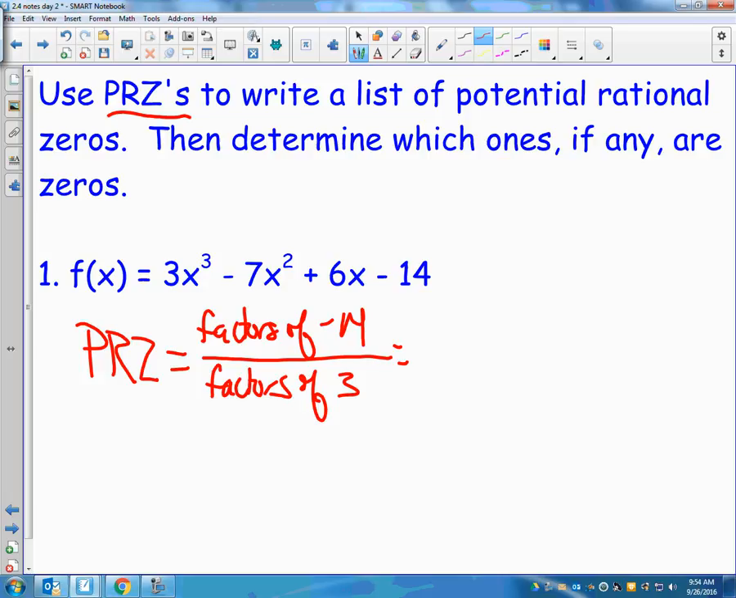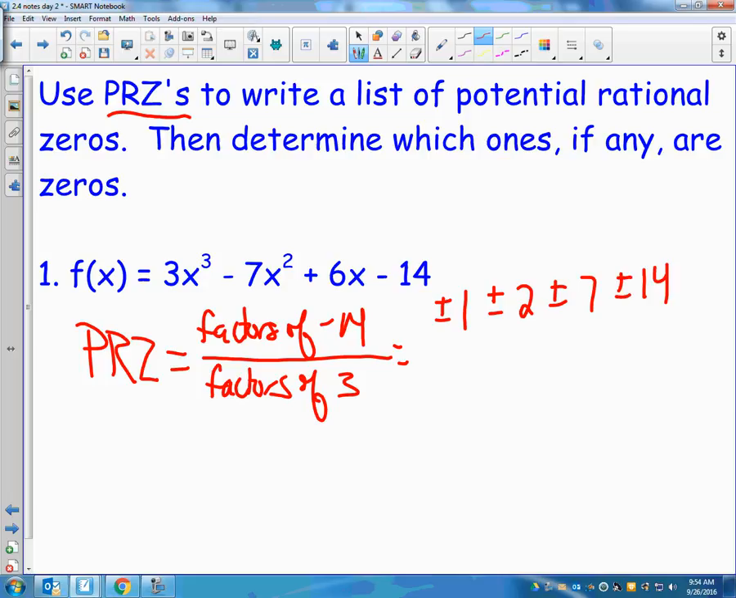1 and 14, 2 and 7. But remember that they could be plus or minus, because they could be negative 1 and positive 14, or it could be positive 1 and negative 14. So we always just say plus or minus. So factors of 14, I'm going to say plus or minus 1. And I like to go in order, but you can say 1 and 14, but my heart just won't let me do that, all right? So I say plus or minus 1, plus or minus 2, plus or minus 7, plus or minus 14.